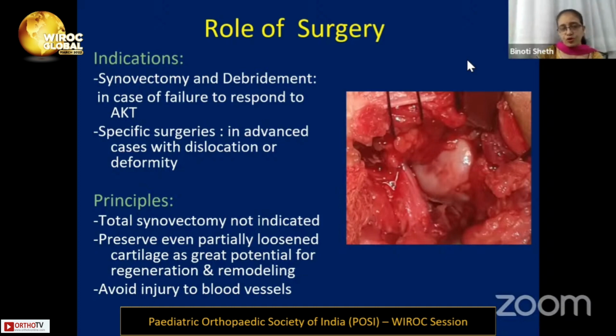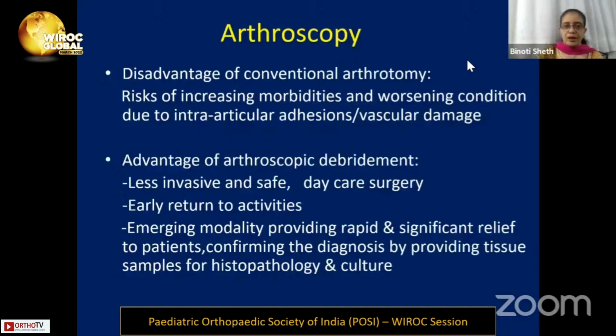The principles you should follow for synovectomy and debridement is that you don't have to do a total synovectomy. You just require to decompress the joint. You must preserve even partially loosened cartilage as there is great potential for regeneration and remodeling, unlike in a septic arthritis. And you should see to it that you avoid any extra injury to blood vessels and don't add avascularity to this already compromised hip joint. The disadvantage of this conventional arthrotomy is that there is risk of increasing morbidity and worsening conditions due to intra-articular adhesions. And if you cause vascular damage, then it's a major brunt.